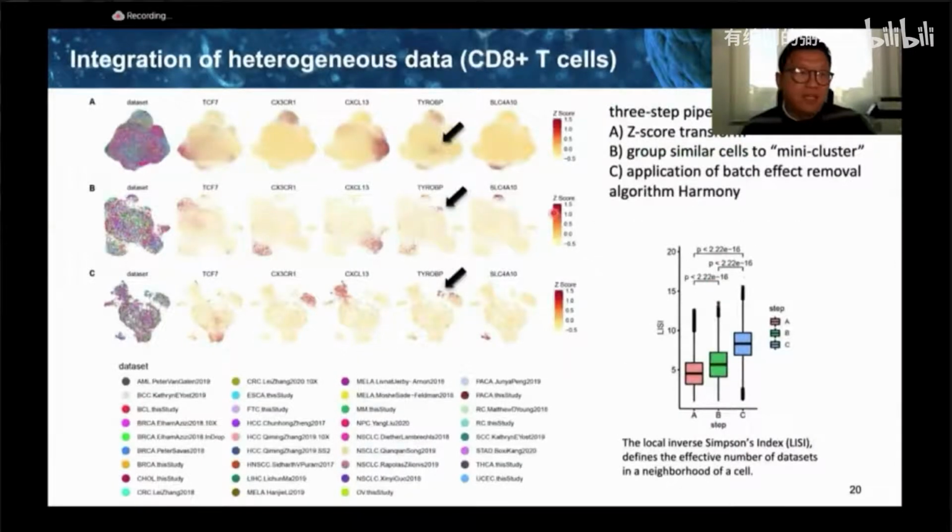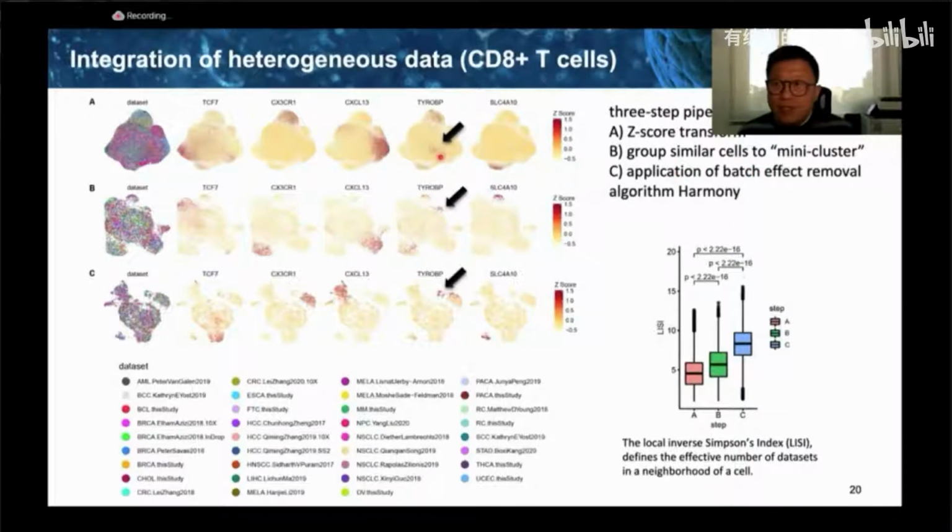To achieve the data integration, we employed a 3-step pipeline. We first performed the Z-score transformation to ensure that all data sets are adequately mixed. We then grouped the cells into mini clusters in order to partially overcome the dropout problems and to make the data more stable. And finally, we applied the batch effect correction algorithm Harmony to further improve the data integration.